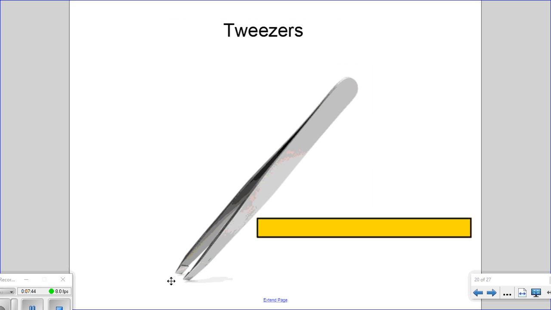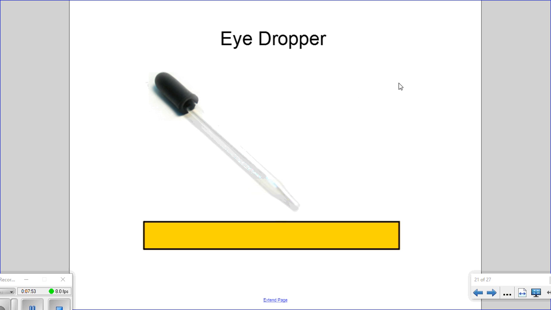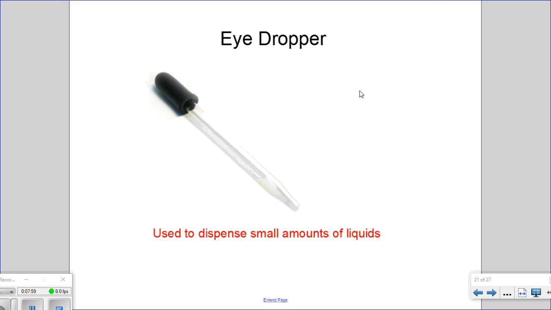Next up are tweezers, and tweezers are used to hold and transfer small solids. Next up are eyedroppers, or medicine droppers, and they are used to dispense small amounts of liquids. So they're good for adding drops of liquids, but you can never accurately measure a volume of a liquid with an eyedropper, and it doesn't give you a controlled amount of liquid within a drop. So it's really for just dispensing small amounts of liquid if you're not concerned about volume.